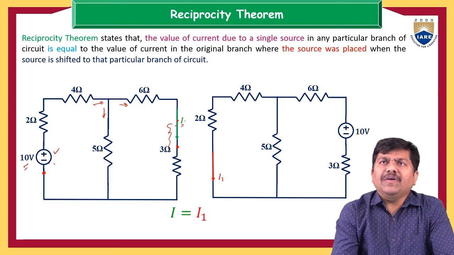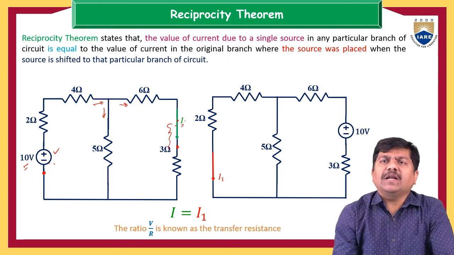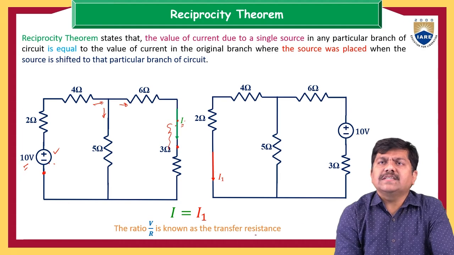So in order to verify this theorem, I and I1 should be the same. Here sometimes people may ask, what about the transfer resistance? The transfer resistance, V by I, is nothing but the transfer resistance. So what is this transfer resistance?